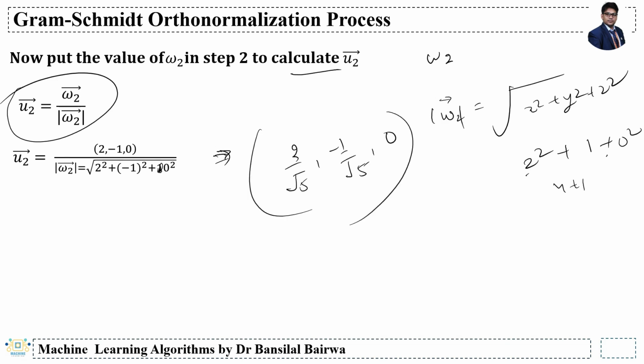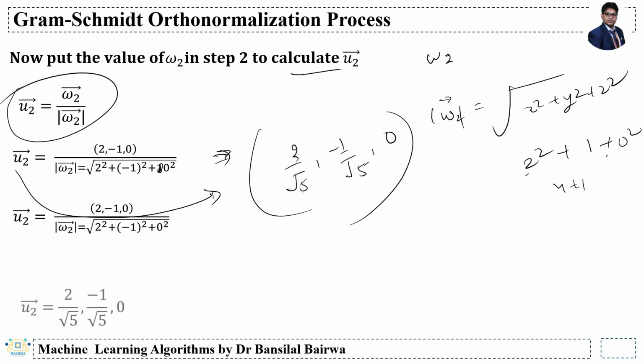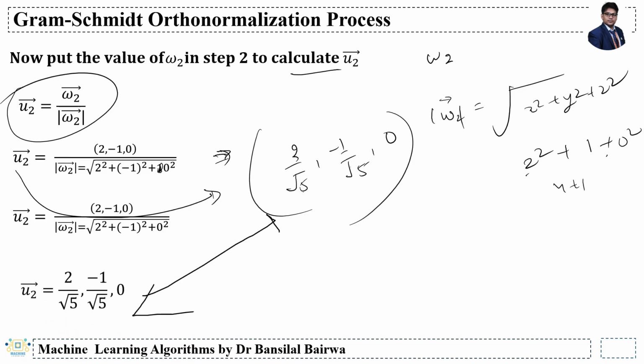So this will be the second vector of the orthonormalization matrix, like the GSO matrix: 2 by root 5, minus 1 by root 5, and 0, right? I have solved it step by step. You can see both are matching, meaning we calculated our second vector using the Gram-Schmidt orthonormalization process. Now what is our next aim? The next aim is to calculate u3. Again, you can remember the u3 formula: omega 3 divided by the modulus of omega 3.